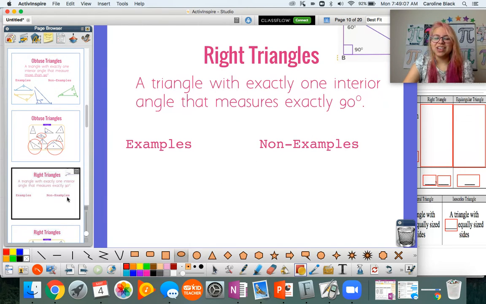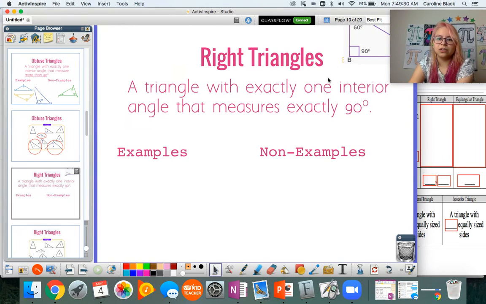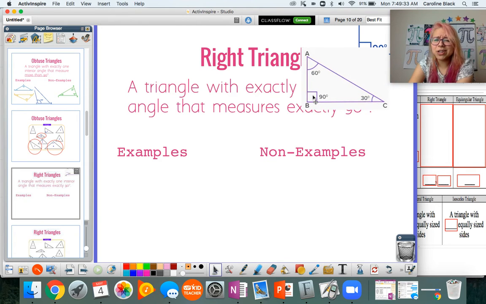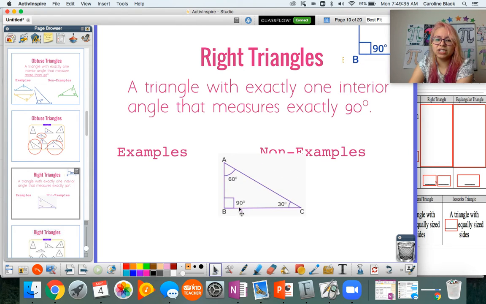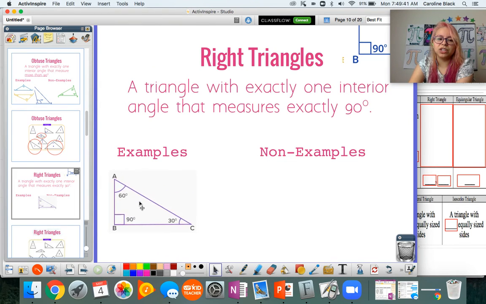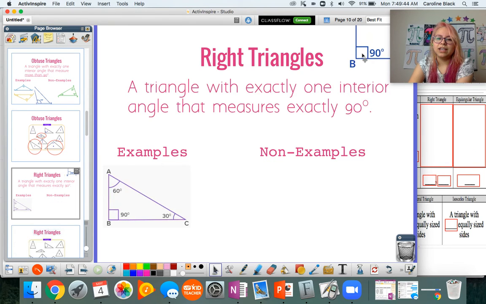Right triangles. Right is in the word right triangle. So right means 90 degrees. It has to have that perfect corner, that L shape in your triangle. So a right triangle is a triangle with exactly one interior angle that measures exactly 90 degrees. So remember, if it has that box, we know that that is 90 degrees. And that actually tells you here too. So this is a right triangle. It's that perfect L-shaped corner. I can already see that has a 90-degree angle.